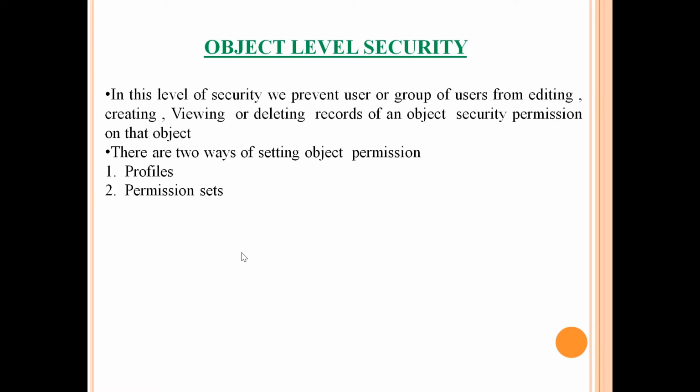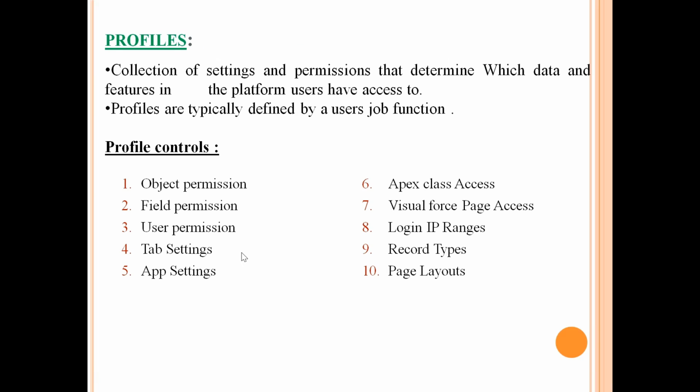There are two ways of setting object permissions: profiles and permission sets. Profiles: a collection of settings and permissions that determines which data and features in the platform users have access to. Profiles are typically defined by a user's job function. Profiles basically control what a user is able to do and what they are able to see in Salesforce, because every user is assigned one profile or another, which decides what the user can access and do. It's all controlled by profiles only.